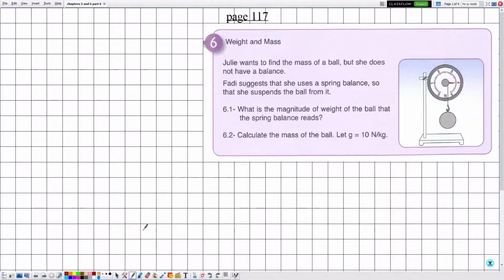So I have reached part 6 of chapters 5 and 6 for grade 8 students, and these are related to mechanical actions, forces, and weight. So number 6, page 117.